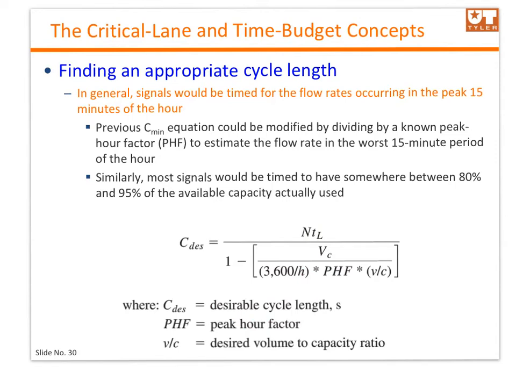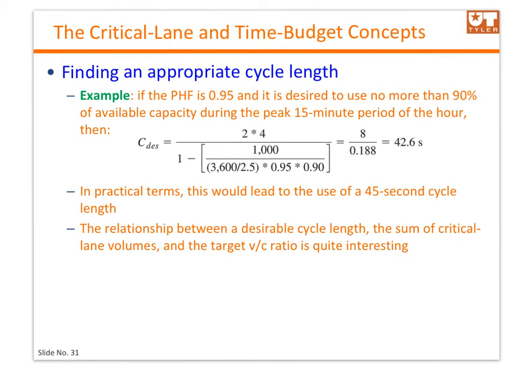We're going to pick now the worst peak hour factor and multiply this also by V over C, which is the desired volume to capacity ratio. So it can be 80%, 85, 90, 95%. Typically we try not to design the signal timing based on 100% volume to capacity ratio. So let's have an example and see how we can get the desirable cycle length.